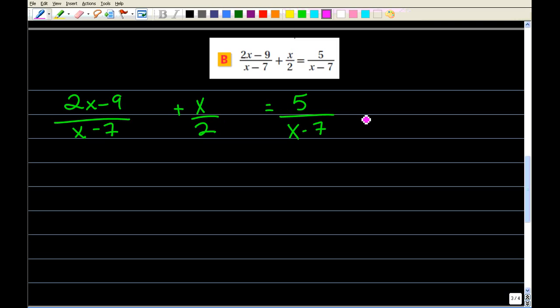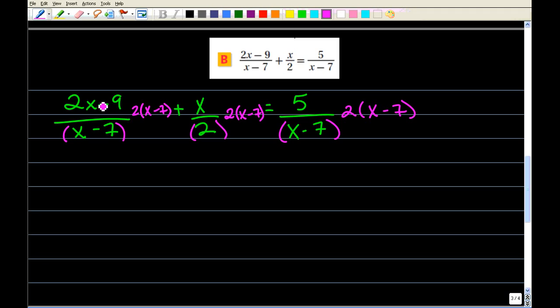So if I multiply each thing by 2 and x minus 7, that would cancel out with the least common denominator. Let me show you what I mean here. Okay, so I'm going to multiply each of these things by 2 and x minus 7. I'm not multiplying the top and the bottom, I'm just multiplying straight across everything by 2 and x minus 7.